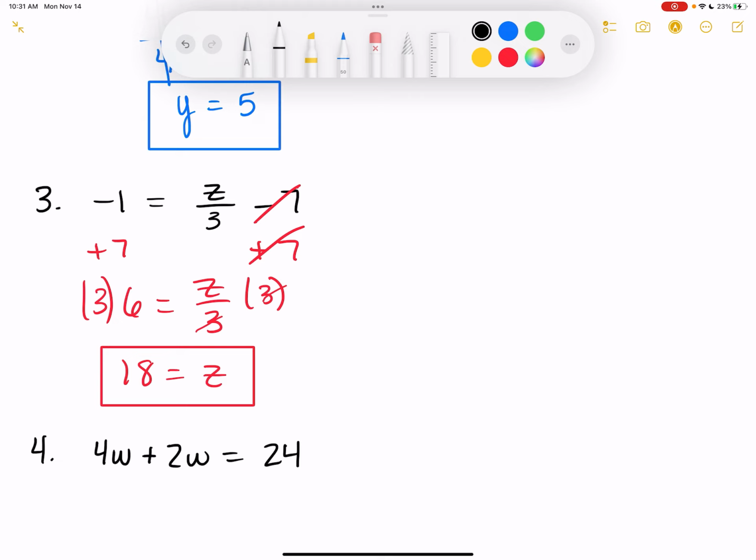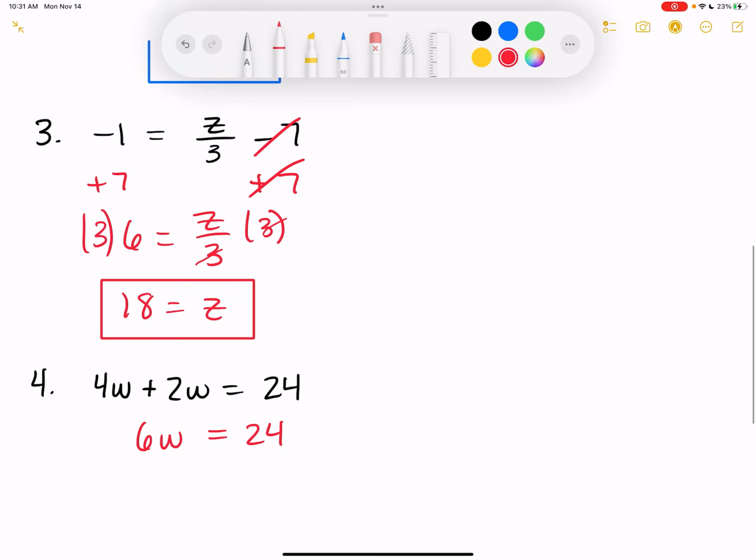That'd be 6W. So when we're adding, we just keep the variable written one time. If we multiplied them, then it would be squared. But then that would just be equal to 24.